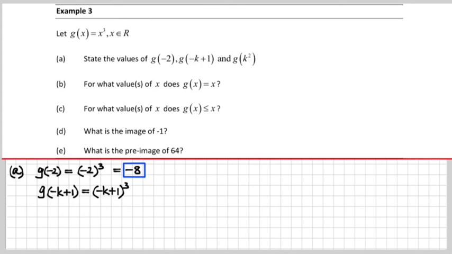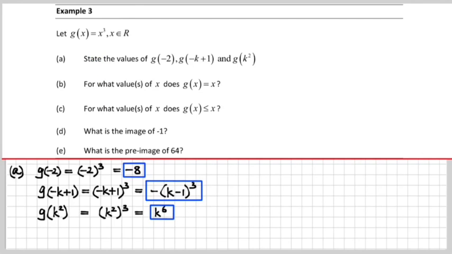The second one was g of minus k plus 1, which would simply be minus k plus 1 all cubed, which you could write in that form if you wanted to. But this is perfectly correct, not wrong at all. For g of k squared, well then of course it's k squared cubed, because whatever is in the bracket gets substituted for x in the formula, doesn't it? That would get us k to the 6th. Not so hard at all.